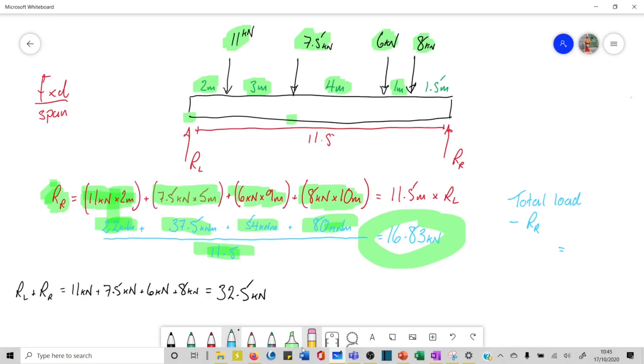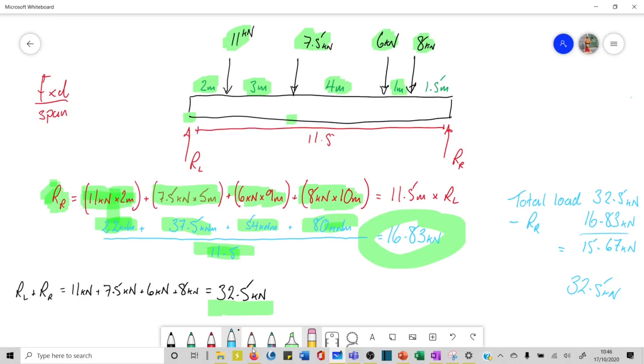Okay, now the total loading force is 32.5, and we can see that here. So total load is 32.5. And the right reaction we've just determined as 16.83 kilonewtons. When we take that away from the total, it leaves us the left reaction, which is 15.67 kilonewtons. And when you add both of those up again, it works out at 32.5 kilonewtons, which is the total force.